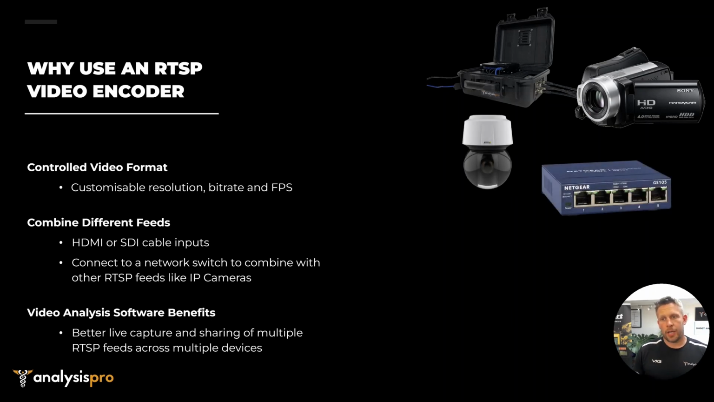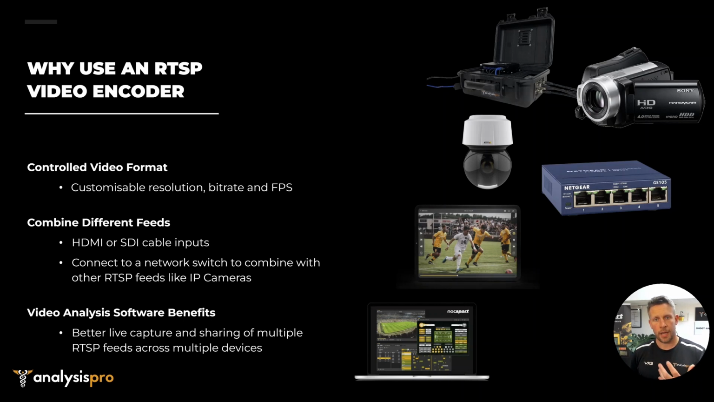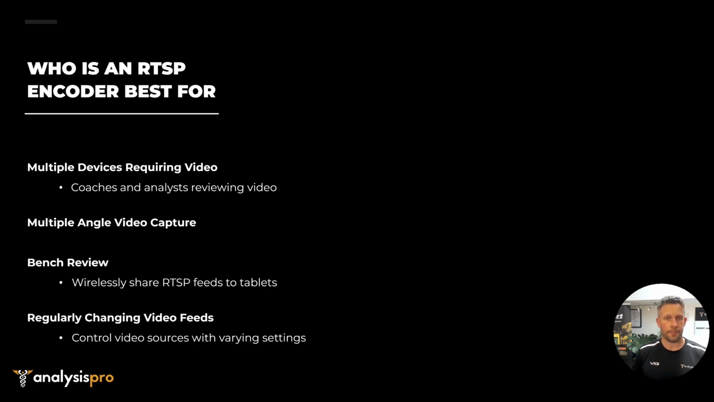What it also means is that we can combine those feeds with other cameras like IP cameras. So if the encoder is connected to our network switch and the IP camera feeds are connected to that switch, we've got a mix and match of different video inputs coming through. And as I said before, those RTSP feeds are much better for video analysis software and review tools to handle, capture, and share.